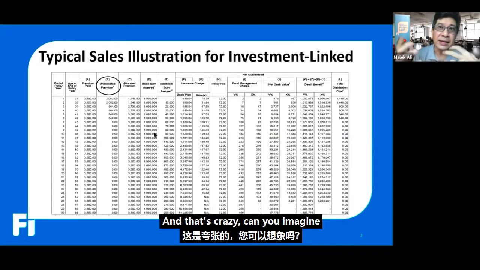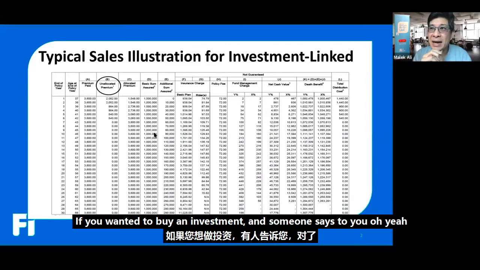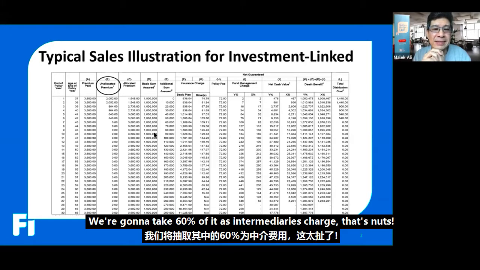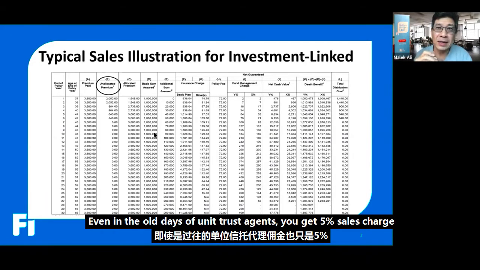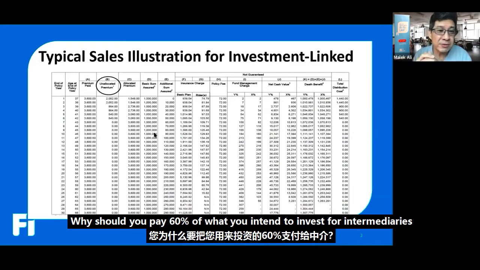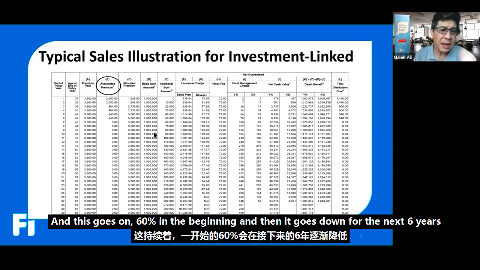And that's crazy. Can you imagine if you wanted to buy an investment and someone says to you, to buy this unit trust, your first year contributions, we're going to take 60% of it as intermediary charge. That's nuts. Even in the old days of unit trust agents, you got a 5% sales charge. Now it's going down to 0. Why should you pay 60% of what you intend to invest to intermediaries? That means it kills your returns completely. And this goes on at 60% at the beginning, and then it goes down over 6 years.